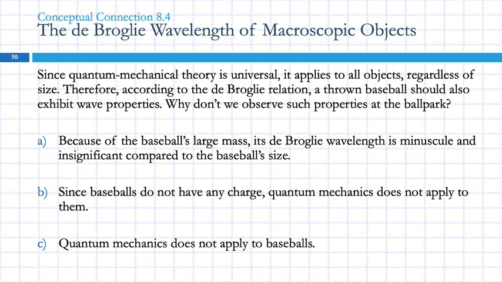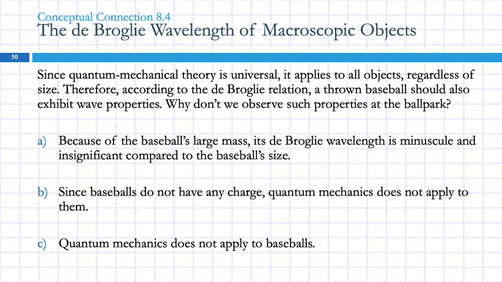Since quantum mechanical theory is universal, it applies to all objects, regardless of size. Therefore, according to the de Broglie relation, a thrown baseball should also exhibit wave properties. Why don't we observe such properties, say at the ballpark when a ball is thrown? It doesn't look like a wave, does it? So, why can't we see it? Choice A, because of the baseball's large mass, its de Broglie wavelength is minuscule and insignificant compared to the baseball size. Or B, since baseballs do not have any charge, quantum mechanics does not apply to them. Or C, quantum mechanics does not apply to baseballs.